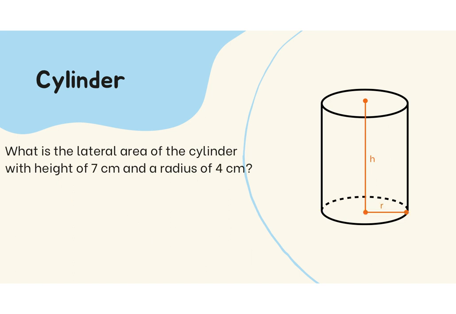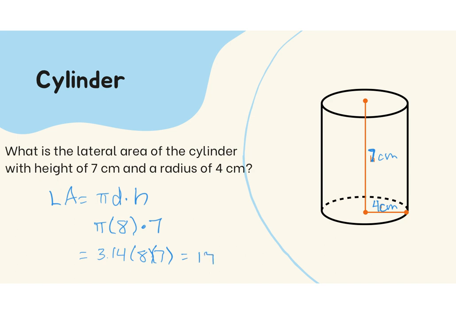For our second example, we're asked to find lateral area again. This time we have a height of 7 centimeters and a radius of 4 centimeters. So once again, lateral area is pi times the diameter times the height. So pi times my diameter this time would be 8 because I need to double the 4. And I'm going to multiply by the height of 7, which would be 3.14 times 8 times 7. Which gives me a total of 175.84. And then our units are centimeters squared.